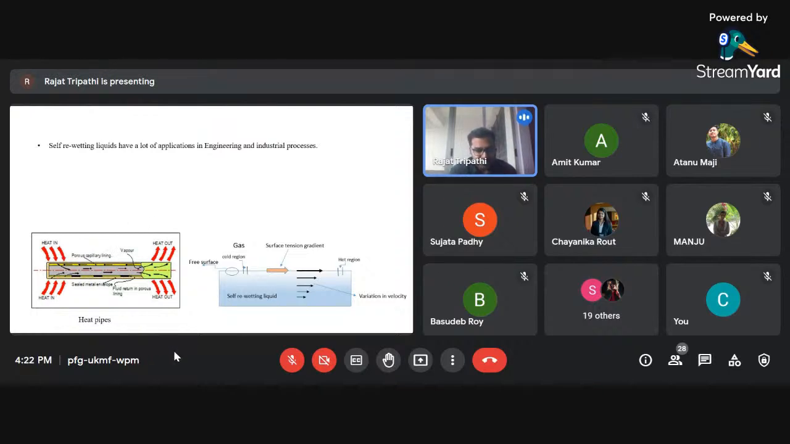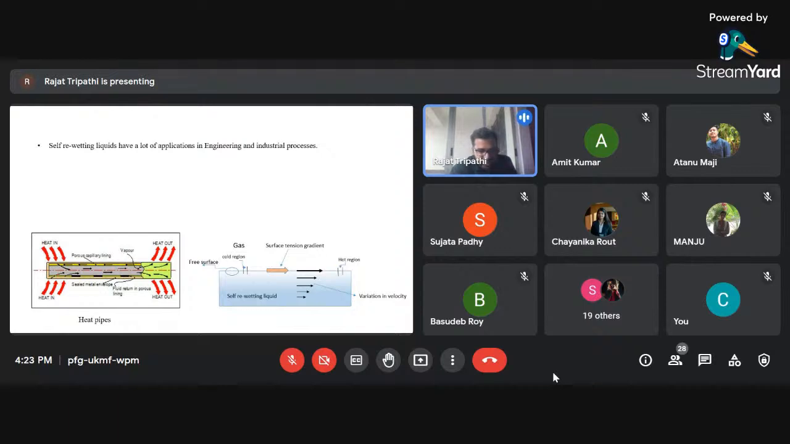So what are heat pipes? Heat pipes are devices, very small miniature devices, which are used to transfer heat from one location to another location. Okay, so I'll first explain how self-rewetting fluid is important for the transfer of heat. Before that, I'll explain how heat is transferred through heat pipes. Okay, so if we consider this rectangular pipe, let's say this is filled with some liquid, and let's say that this end of the pipe is being heated. Okay, so if you heat this end of the pipe, what will happen?